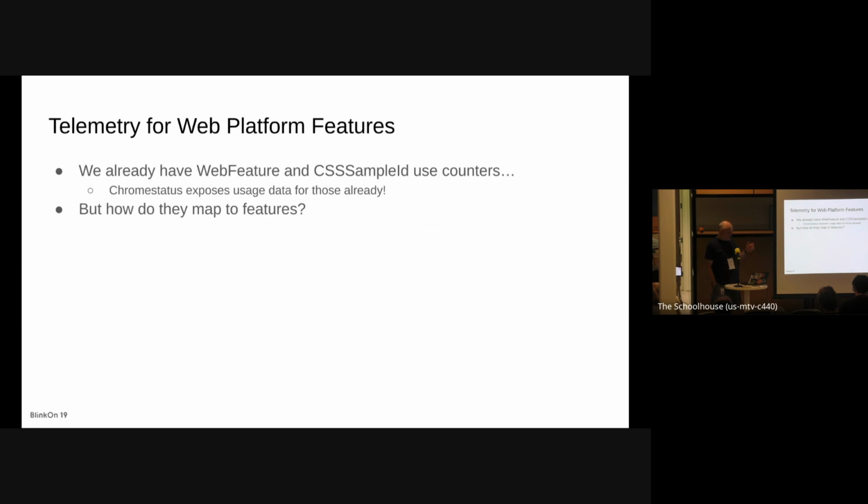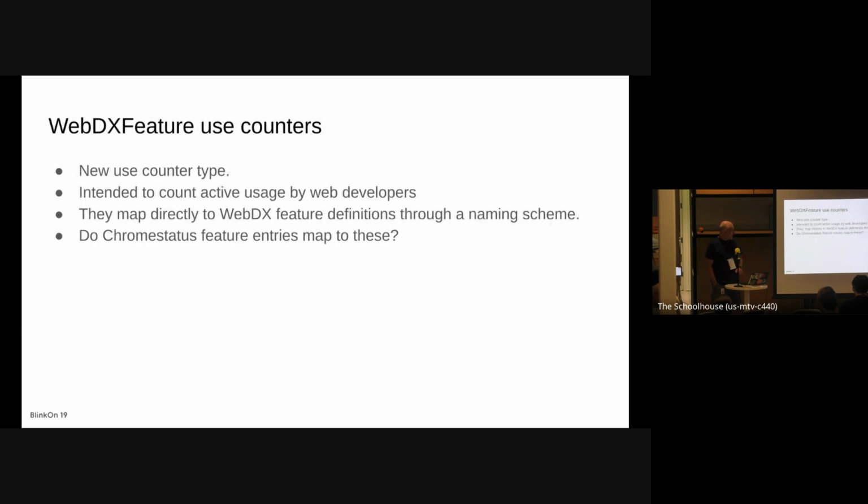So that's missing today. Chrome status already shows the use counter data, but what does a use counter mean in Chrome status? It's a broad spectrum. Nobody really knows. It may map to a feature, it may not, it may be some very specific measurement, etc. So we want to clean all that up. We now have a WebDX feature use counter type that is explicitly mapping directly to the feature set that's being defined by the community group.